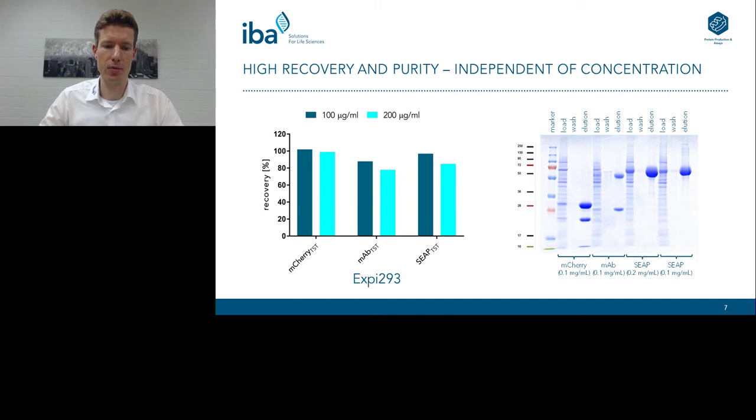And instead of the recovery bars, you can see on the right side the purity of the purified proteins in the SDS-PAGE gel analysis. And you can see that all proteins were purified at very high purity, close to 100%. For the mCherry protein, you can see 2 bands in the SDS-PAGE, but the second is a known degradation product of mCherry that you will always find, so it's not a real contamination or impurity. And when you look at the secreted alkaline phosphatase, protein concentration had no impact on purity.